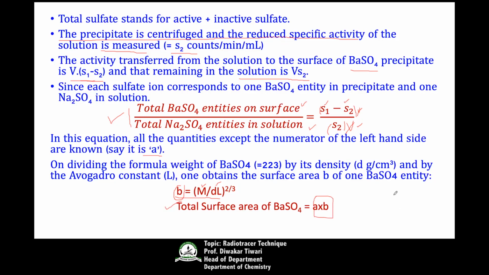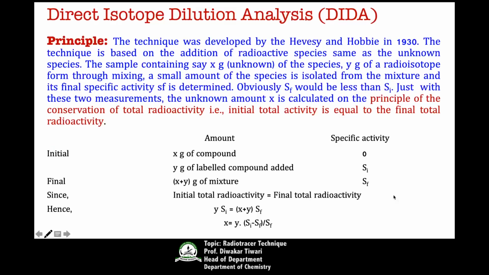So this radiotracer technique can be used for determining the surface area of a solid or of a precipitate. The other example is direct isotope dilution analysis, DIDA. This is a very simple way of performing analysis. The basic principle is that the total radioactivity is conserved. That means the initial total radioactivity is equal to the final total radioactivity.